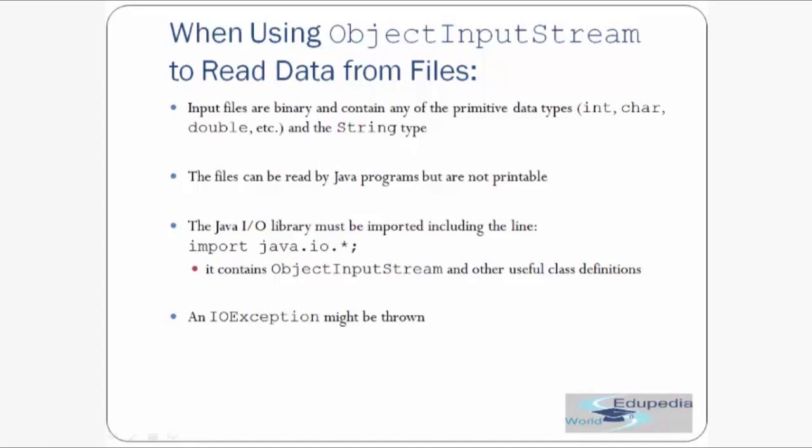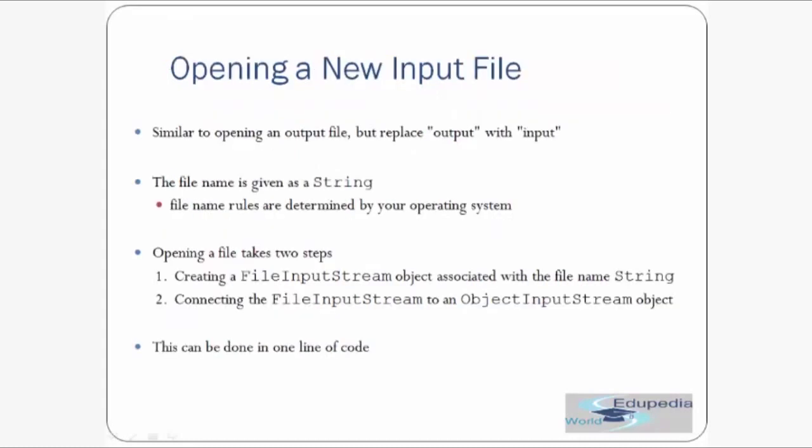Then IOException might be thrown. Now let's study opening a new input file. It is similar to opening an output file, but we just replace output with input. Now let's see how it is done. You see the file name is given as a string. The file name rules are determined by your operating system. For example, Windows has some specific rules for naming your file. Similarly, it goes for Unix and iOS and so on.